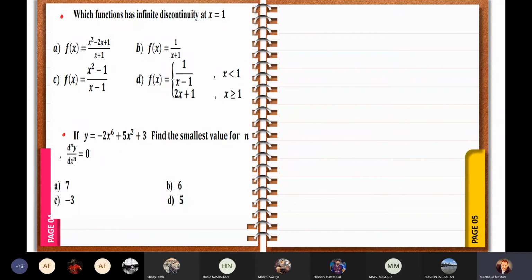Okay, again, which function has infinite discontinuity at x equals 1? Yes. Any answer? A, B, C, or D?